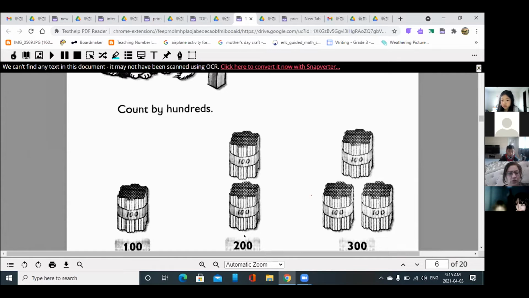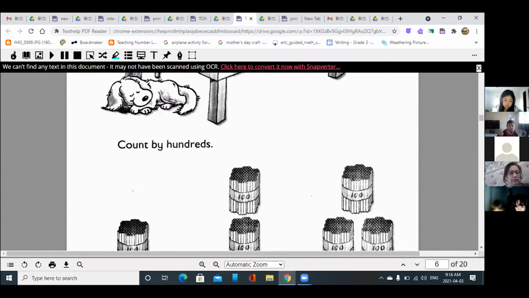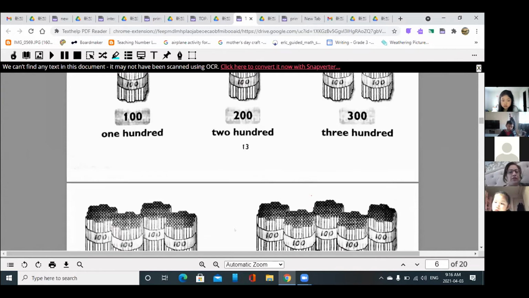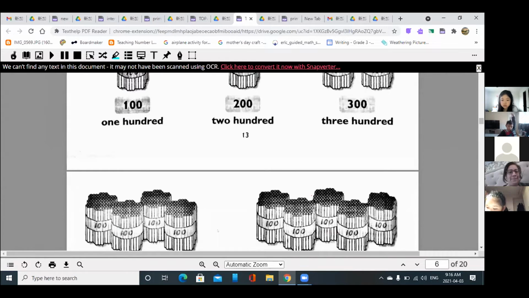So I have 2 groups here. They have 100 in each of them. What do they give me? Leah, what do they give me? 200. Good. I have 3 groups of 100. What do they give me there? Matthew? 300. Beautiful. What do 4 groups of 100 give me? Leah? 400. What do 5 groups of 100 give me?